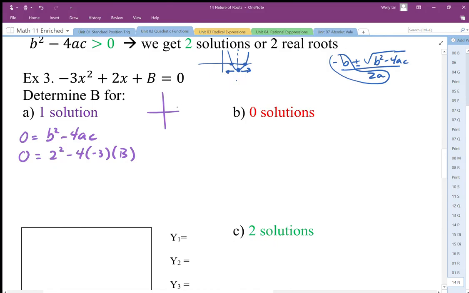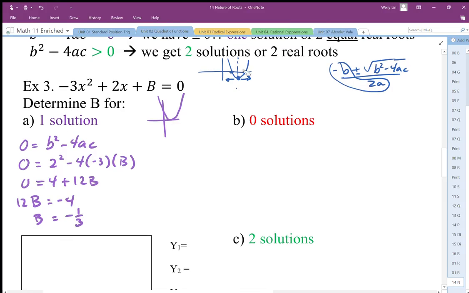We'd have the parabola starting with b equals 0. Then for some b value, we would just vertically shift the graph, and it just touches once. When I solve for this, 0 is equal to 4 plus 12b. 12b is equal to negative 4. b works out to be negative 1/3. So if b is equal to negative 1/3, we end up with one solution, and I would end up with a picture that looks like this.